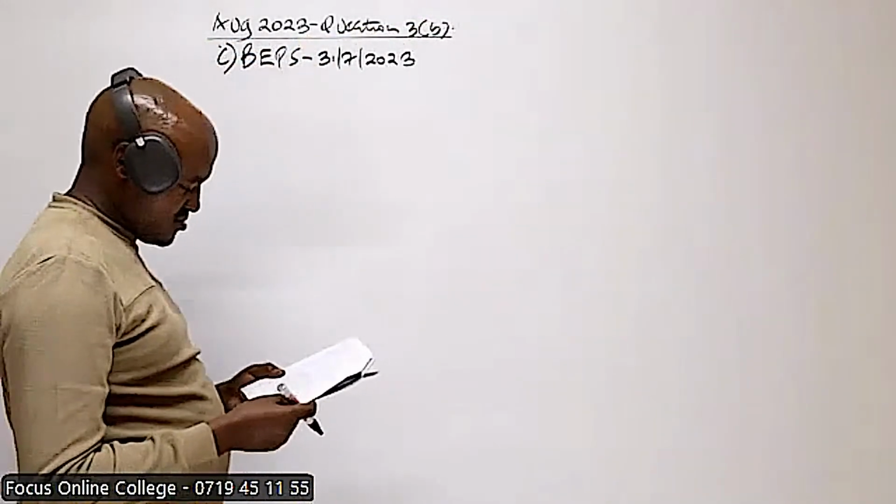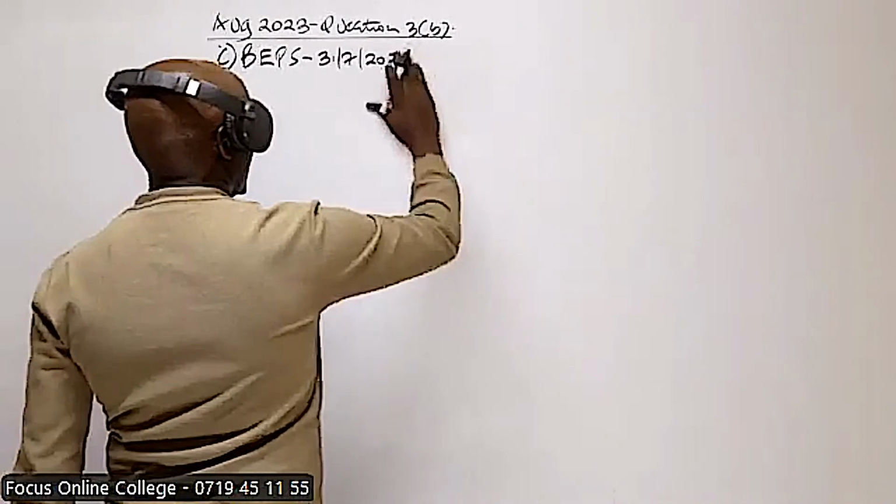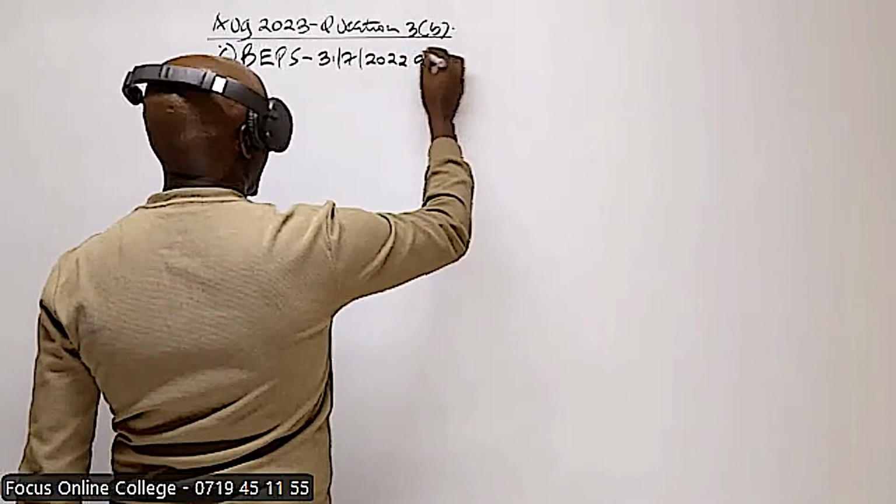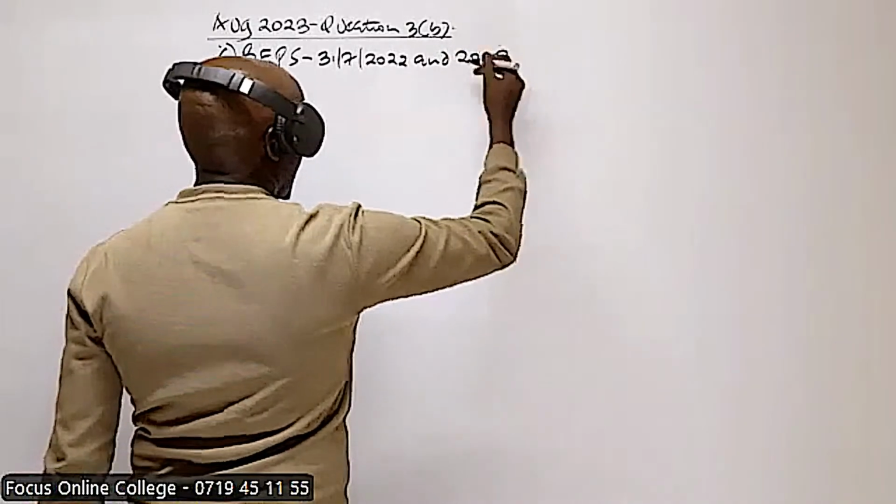Yes, so what you are told is applying the requirement of IAS 33 earnings per share, for the year ended 31st of July 2023. Now, this question basically is a repetition of another question. And the other question was requiring actually the computation of earnings per share for 2 years, 2022 and 2023. Let's do the same here.